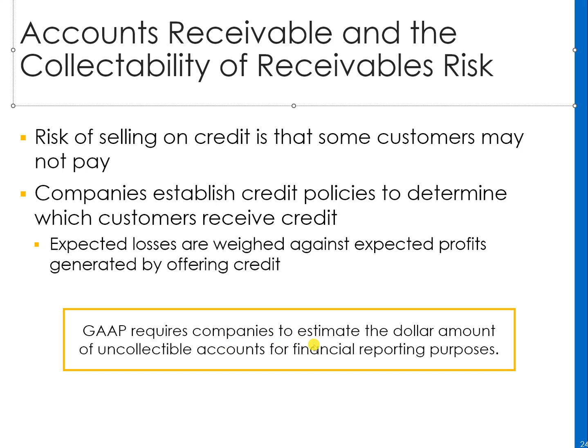So GAAP requires companies to establish a dollar amount of uncollectible accounts for financial reporting purposes. In other words, we cannot wait until the risk occurs. We're going to estimate the potential collectability of those risky accounts receivable and record it before the uncollectability occurs.